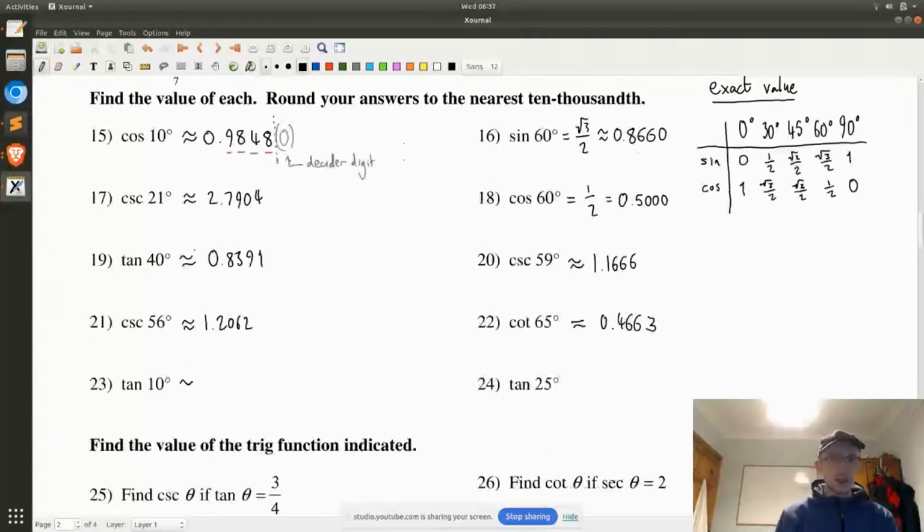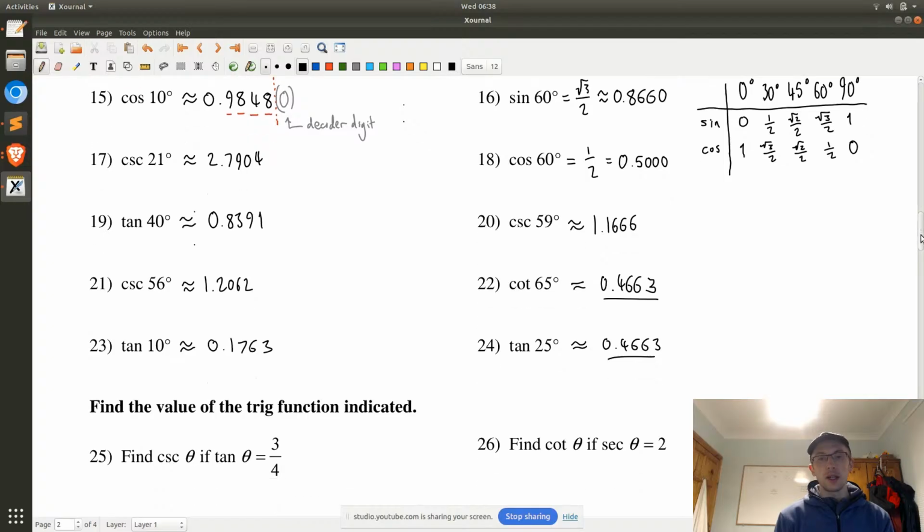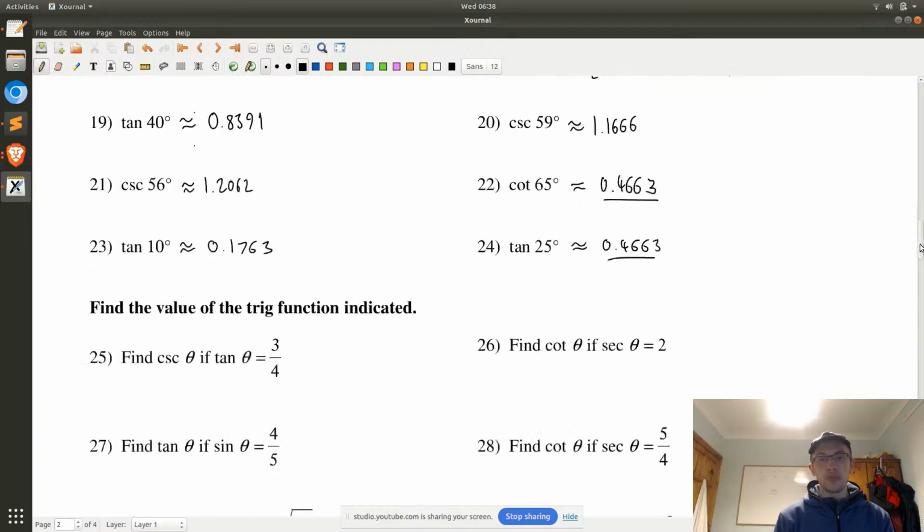Tangent of 10 degrees. Direct entry in the calculator: 0.1763. Tangent of 25 degrees. Another direct entry in the calculator: 0.4663. Did you notice how these are the same? Indeed, these are results that we'll start to illuminate more later. But it makes sense. Okay.